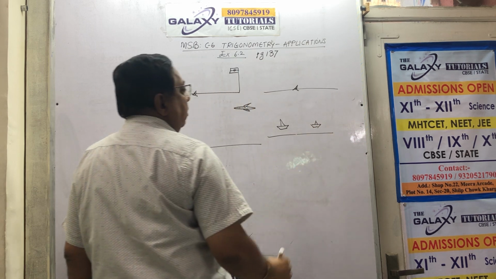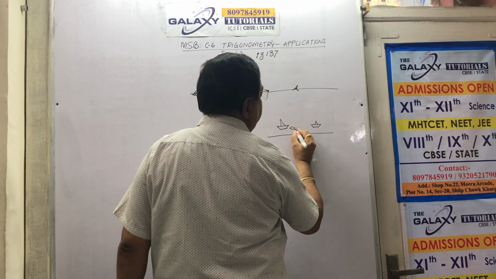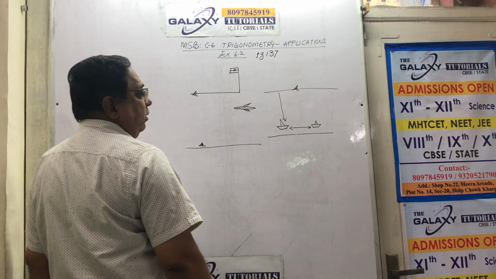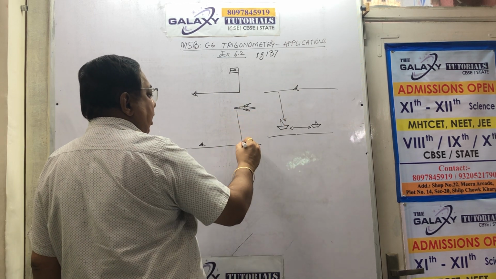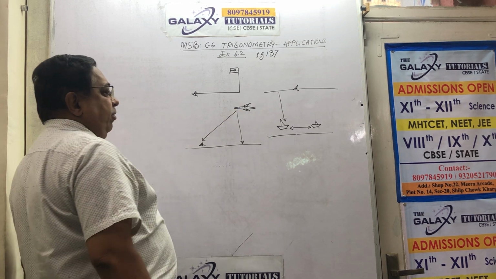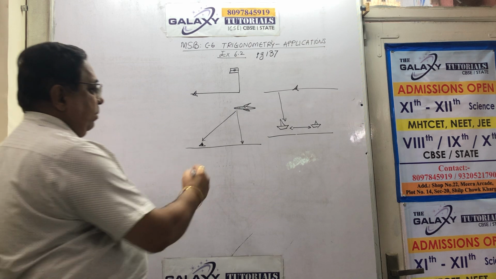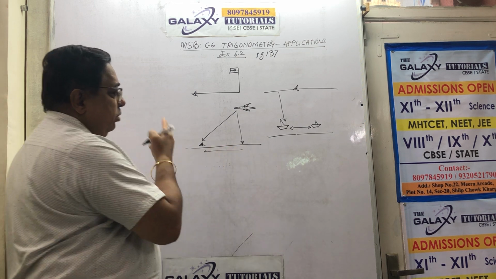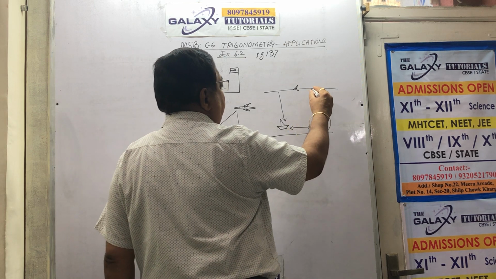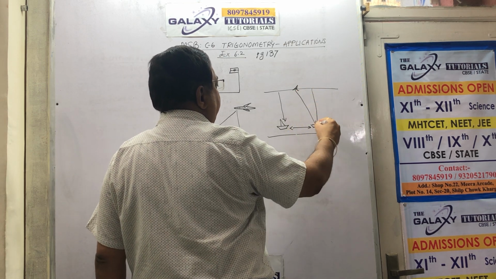Both ships. What is the distance between them? How far is it from the bank? How high is the aeroplane? How fast will the aeroplane reach where I am? That is this distance. You see, now you can see triangles are forming. So you can now have a look that we are forming triangles.